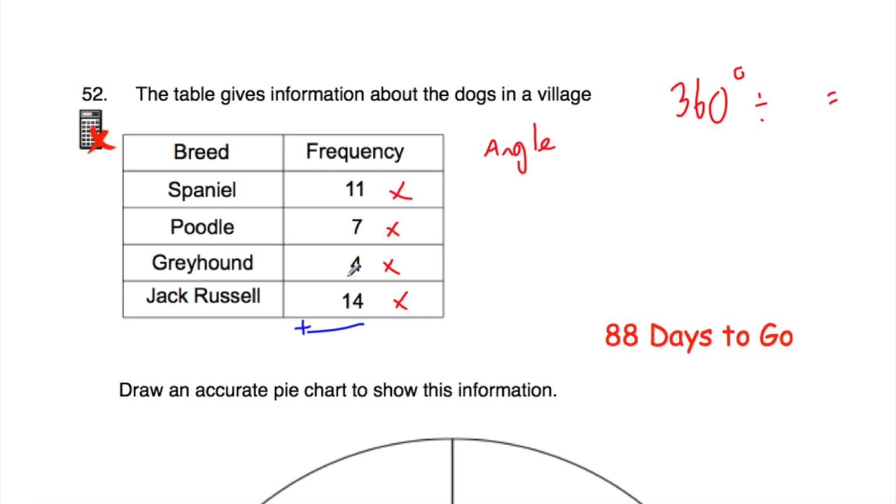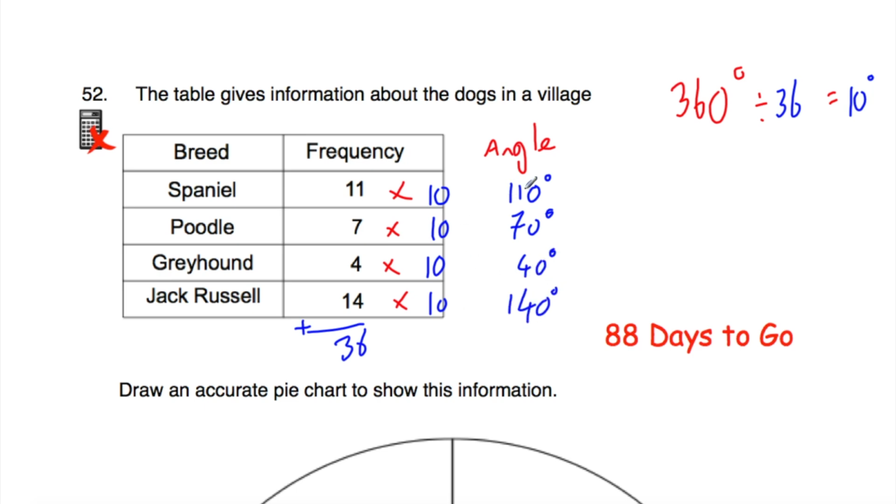So let's add up the frequencies. So adding these up would give us 36. So it's 36 dogs altogether. And if we divide 360 by 36, we get that's equal to 10 degrees. So each dog gets 10 degrees, or is represented by 10 degrees in the pie chart. So if we multiply all the frequencies by 10, we'll find the angle. So that'll be 110 degrees, that'll be 70 degrees, that'll be 40 degrees, and 140 degrees.